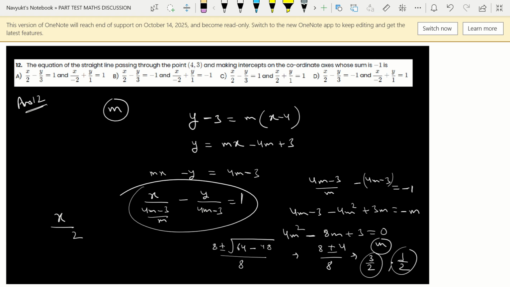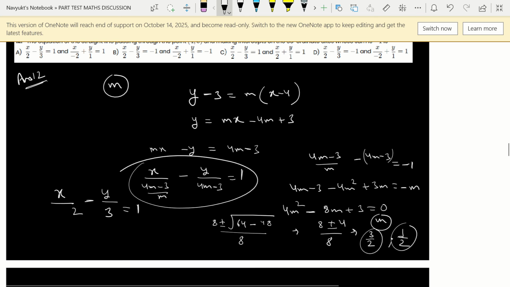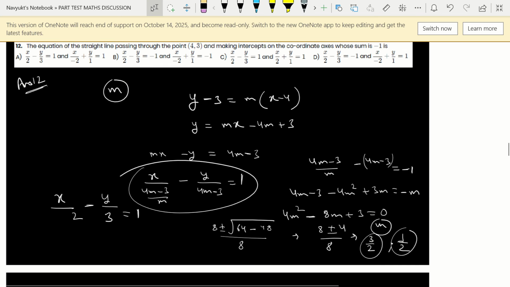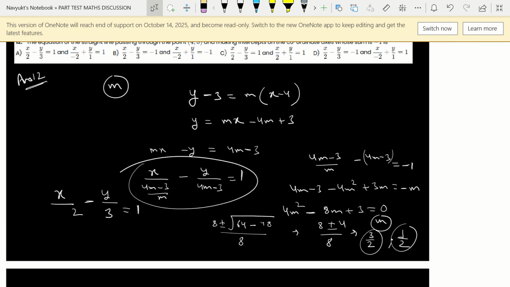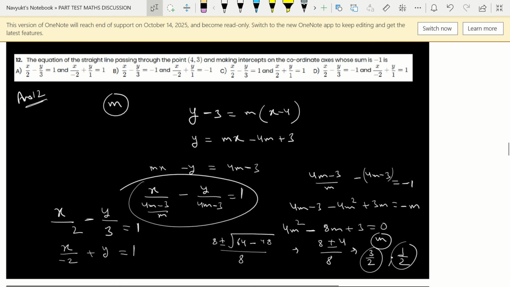And another, this way, it would be y by this much. So this 3 equals to 1, right? What would be the other equation? If I put this, it will be x by minus 2 plus y equals to 1. So these two lines we will be getting.